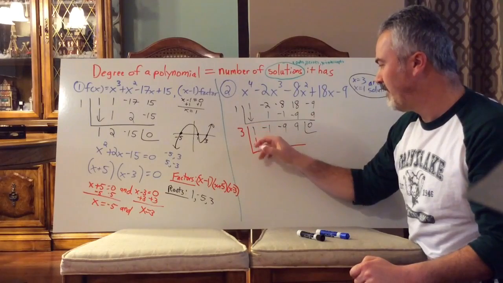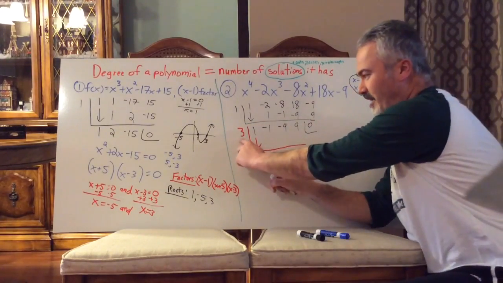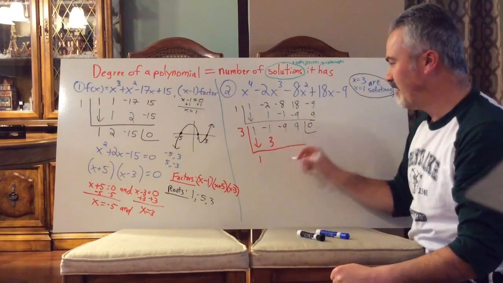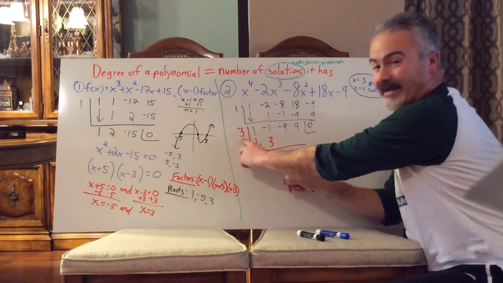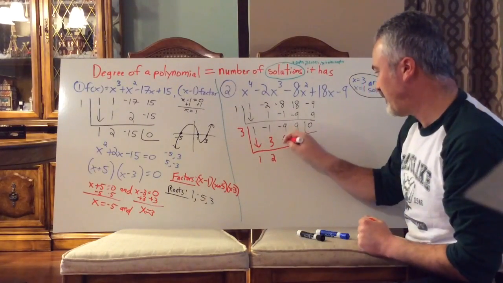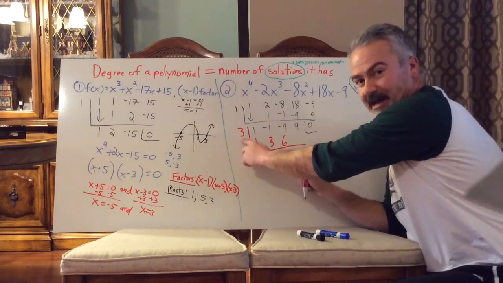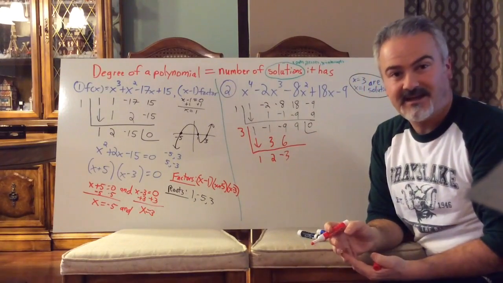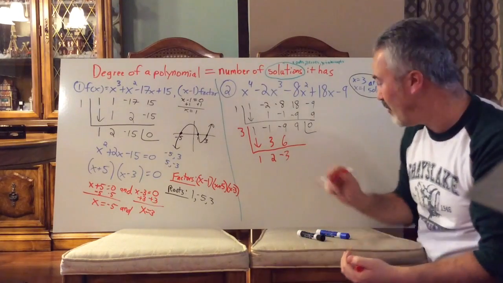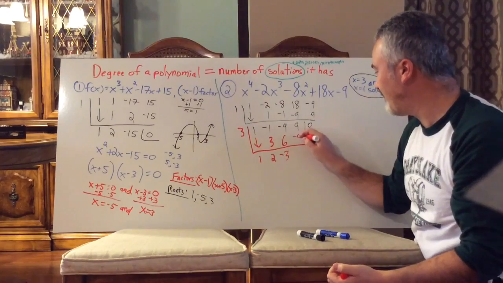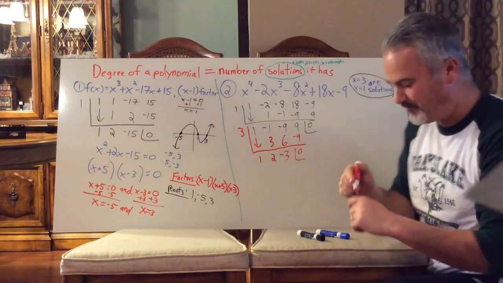Okay. Nothing to add. 1 plus 0 is 1. Multiply on the outside. Add going down. Multiply on the outside. Add going down. Multiply on the outside. And what should my remainder be again if I'm synthetic dividing by a root? That's correct. It should be 0. 3 times negative 3 is negative 9. Oh man, life is good when we get zeros for remainders.